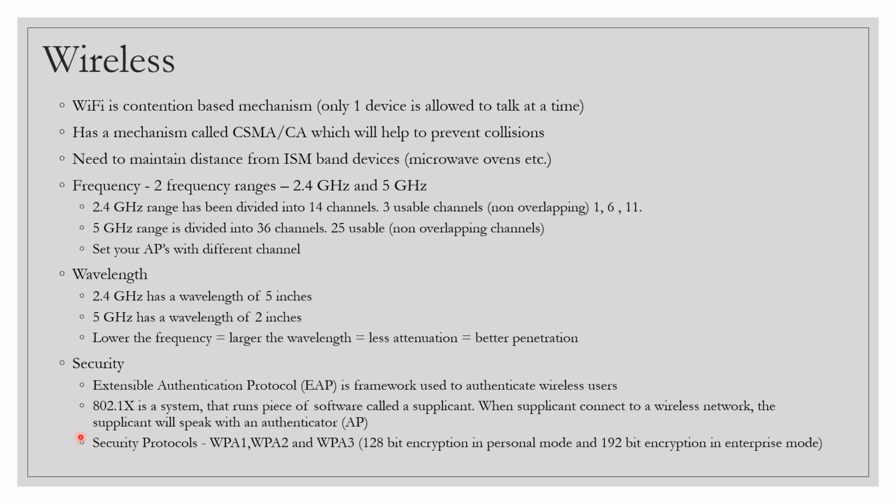When it comes to the security protocols in Wi-Fi, we have WPA1, 2, and 3. WPA3 is currently the most widely used because it came up in 2018, and it has 128-bit encryption in personal Wi-Fi mode and 192-bit encryption in enterprise mode.